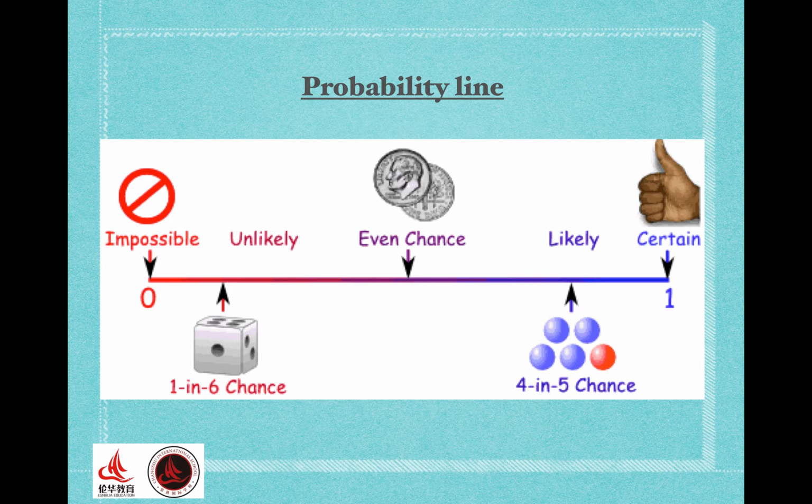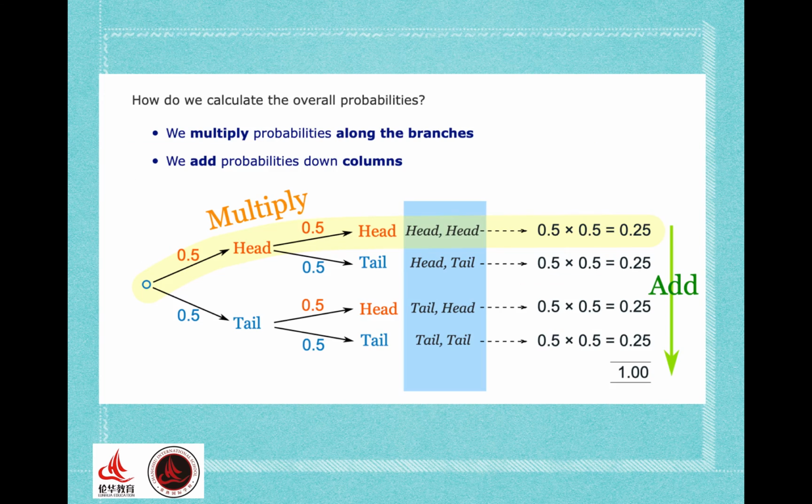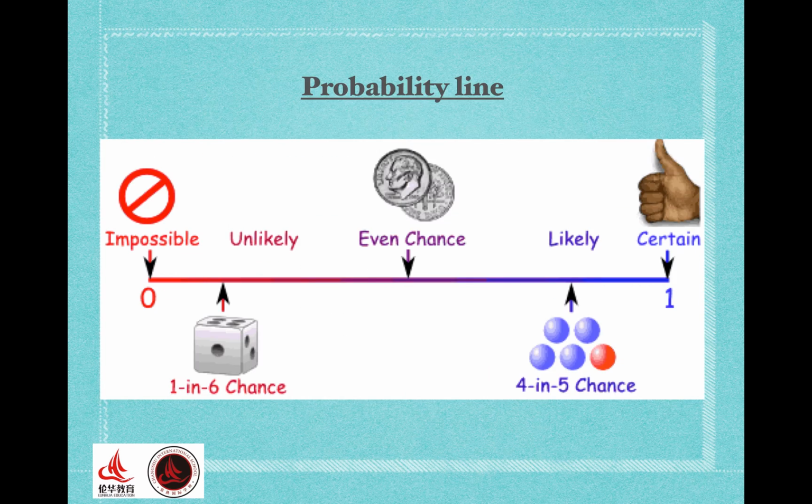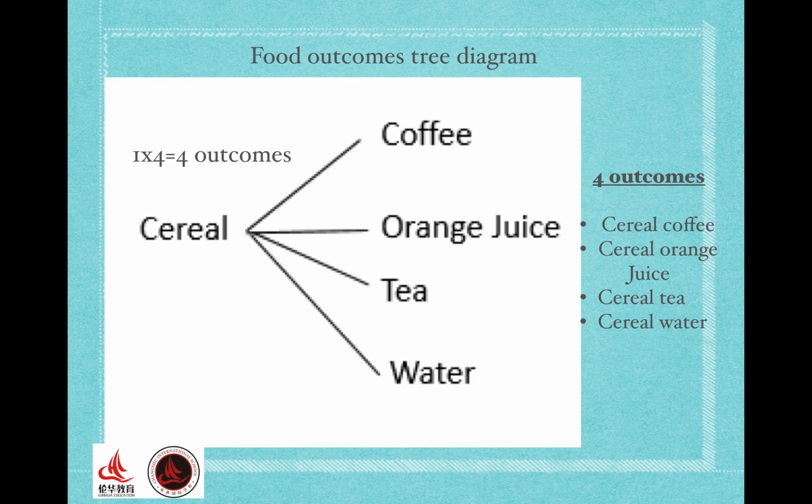Now let's move forward. So as you remember, there's a probability line, okay? So 1 is certain, okay? This is why we have probabilities that have to add up to 1. Now 0 is impossible, and then we have 50 chance in the middle, even chance, and then unlikely or likely. So let's just remember a probability line.